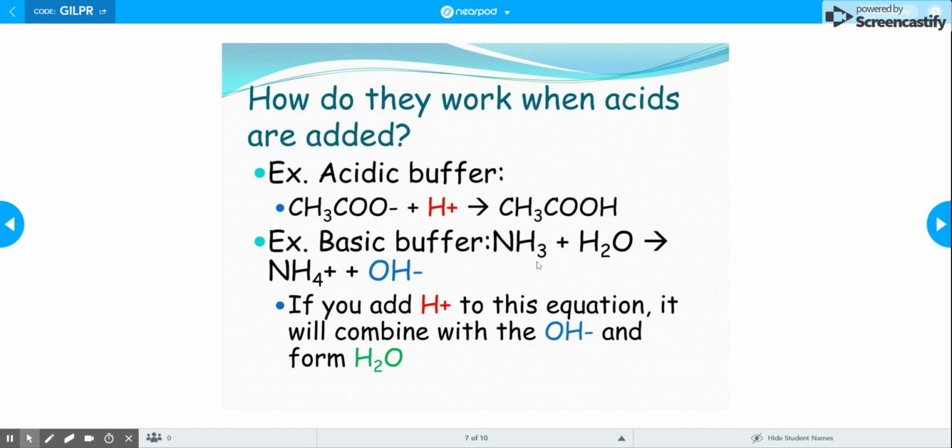If we have a basic buffer, here's our weak base, and then here is the conjugate acid of that, and then here is the conjugate base. So once again, that shiny negative charge is going to be attracting the hydrogen to it, and so it's going to form water, and water does not change the pH of a solution. So if we're just forming water, we don't change the pH.